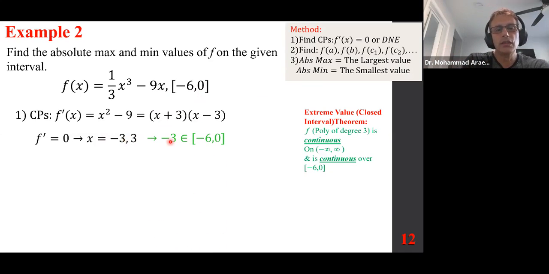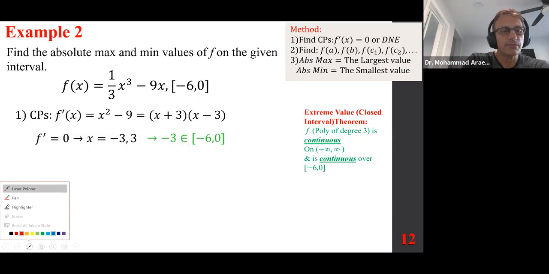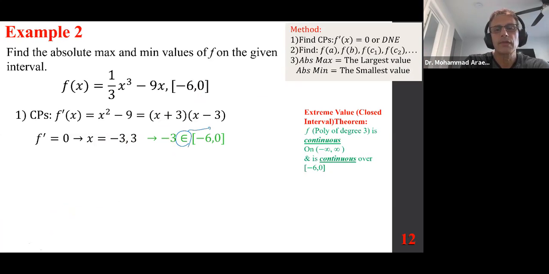-3 is an element of, okay, that's a symbol in set theory. We read it as 'an element of.' That means it's in between, everybody.